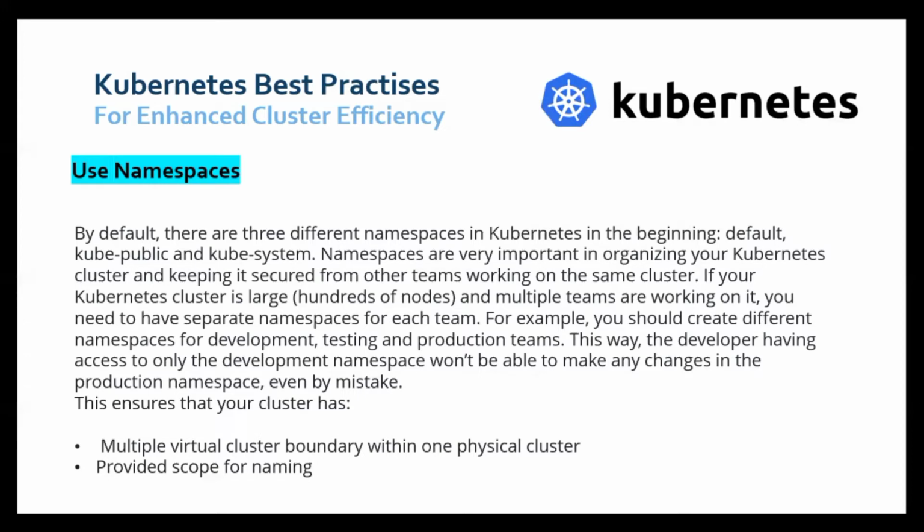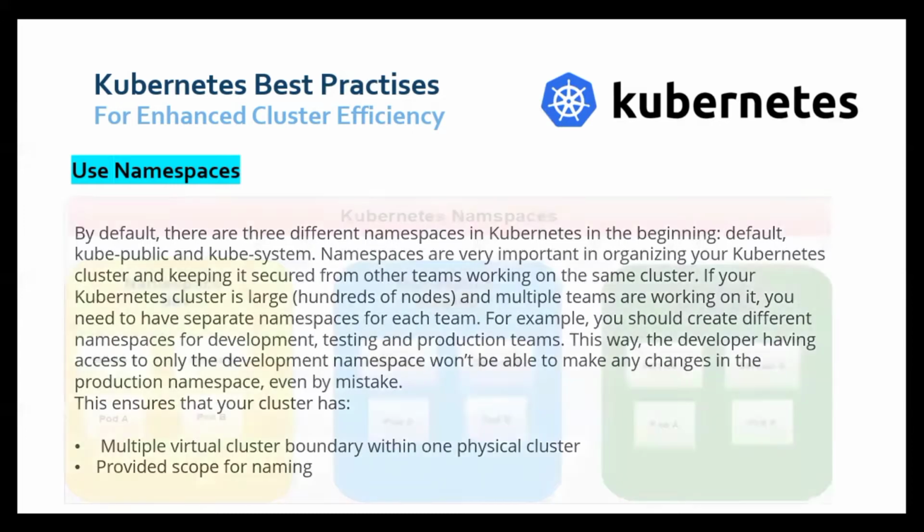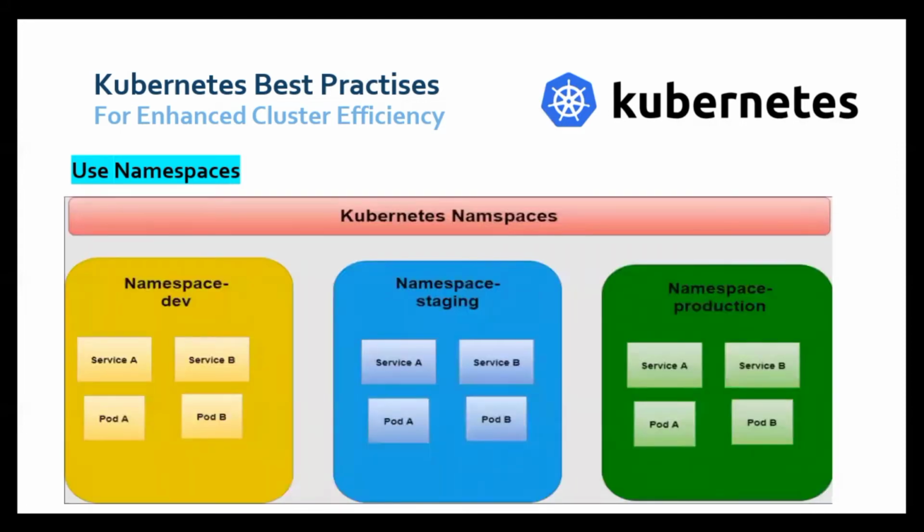Let me show you a diagram of how the namespaces will look if you have 3 different namespaces within the same cluster. This is the diagram you can see. The pods and services related to the dev namespace will be running there, then staging and production, and so on.